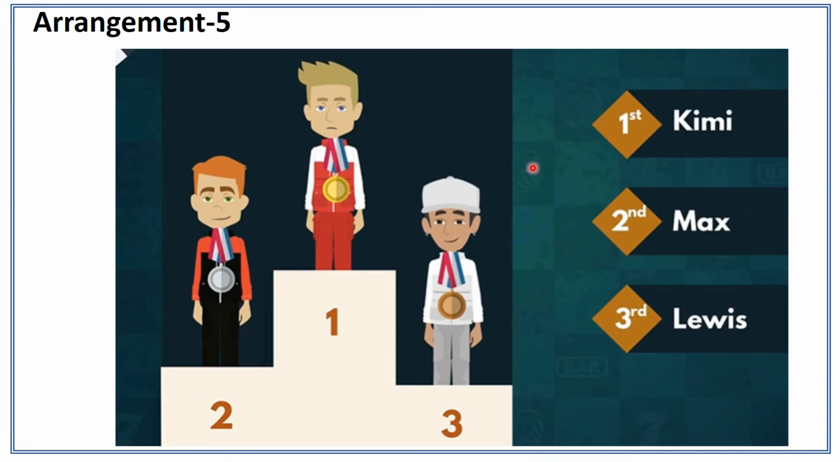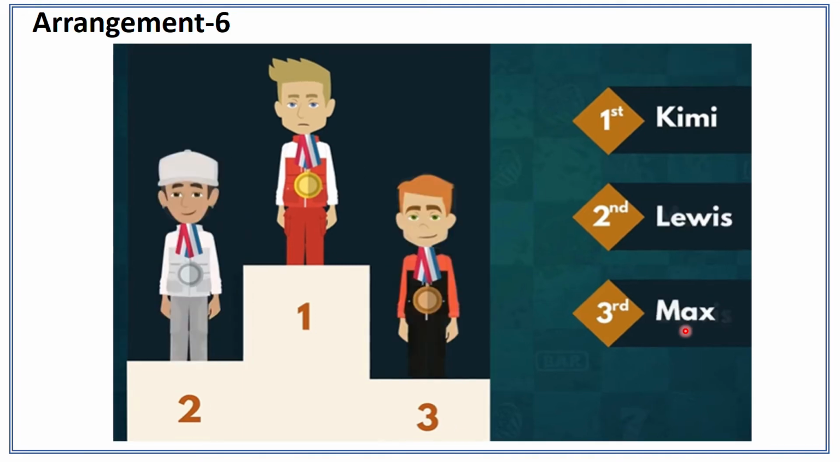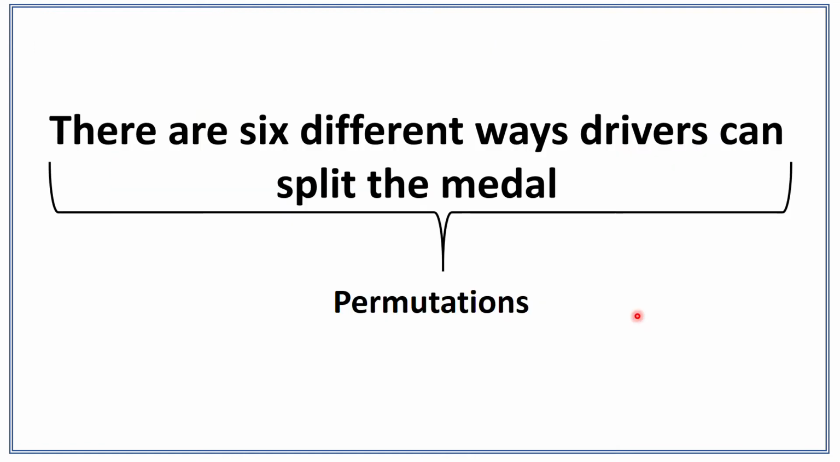In arrangement 5, Kimi is first, Max second, Louis third, and in arrangement 6, Kimi is still first, Louis second, and Max third. So in this way, there are a total of 6 different ways these drivers can split the award. This is known as permutations, because there are only 6 different ways these three can split the medal. Now we will see some deeper understanding of permutation.